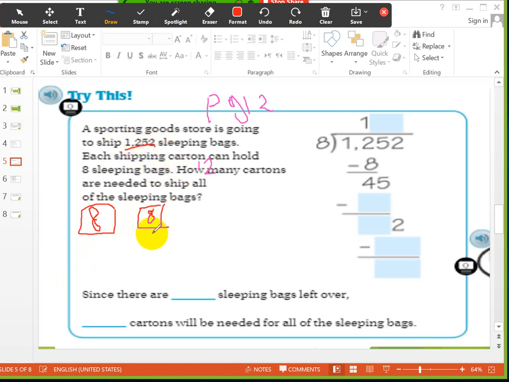1,252. Okay, so how many cartons are needed to ship all? What I have to do is divide all those sleeping bags by 8 in each carton to know the number of cartons. Okay, so the number is 1,252. I will divide it by 8. Let's start the division.